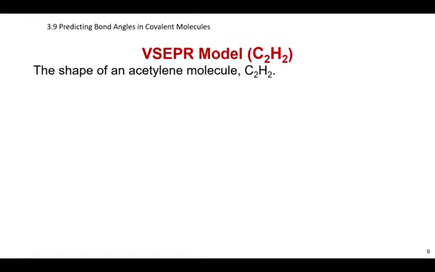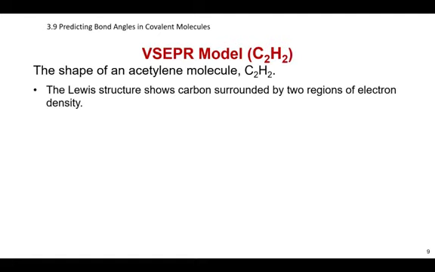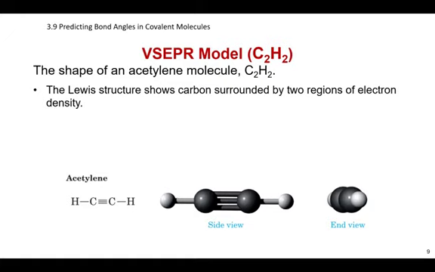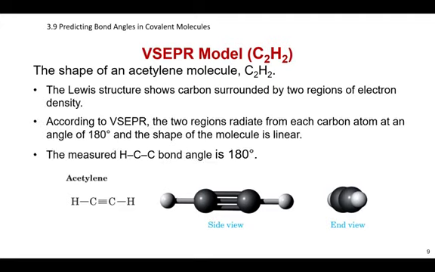Acetylene has 1 triple bond. This is counted as 1, this is counted as 1. Therefore, it is linear. Two things equally away from each other is linear. It's a linear molecule. Side view, you can see it's linear. Acetylene's bond angle is 180. Ethylene is 120. This one is 120.